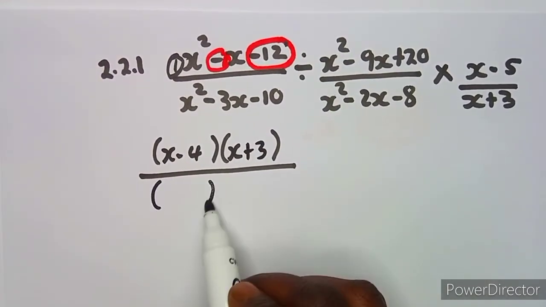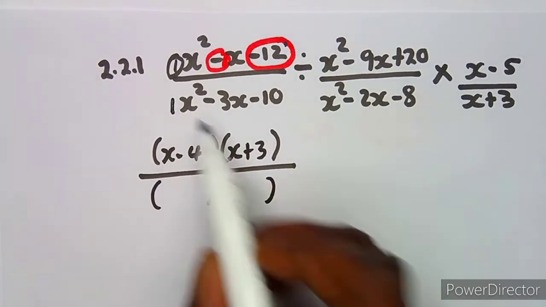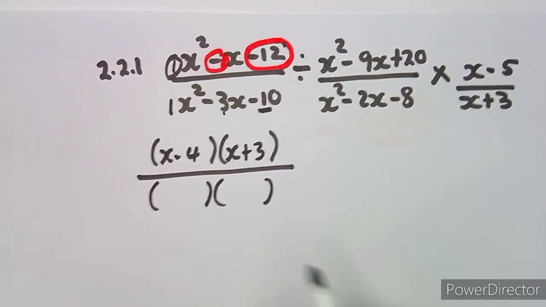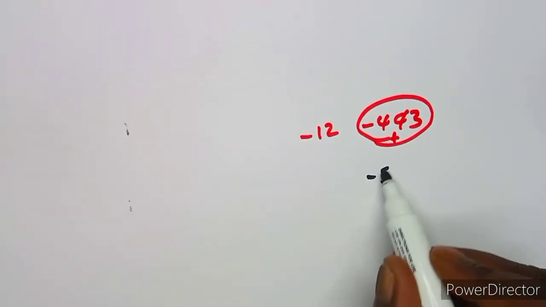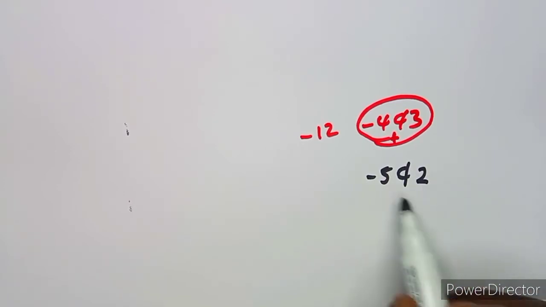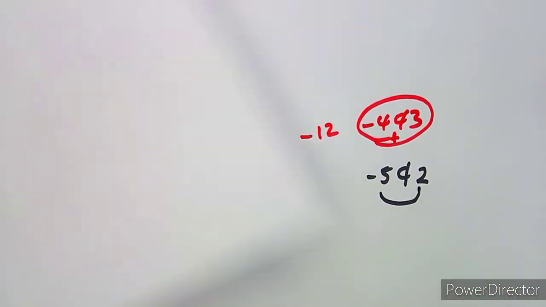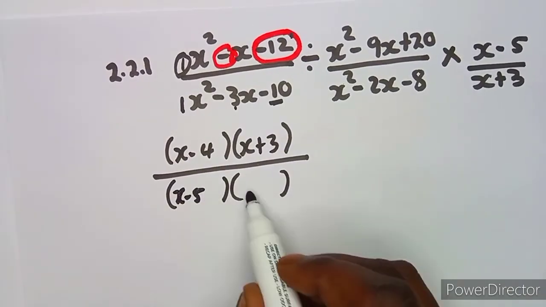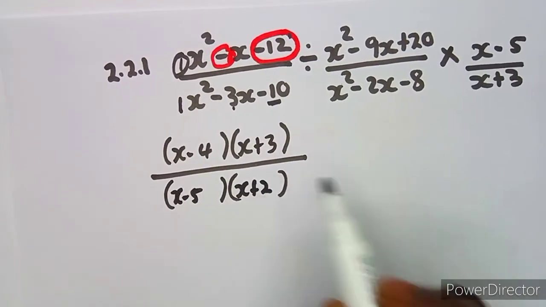All right, we have got the same thing here. The coefficient of x squared is 1, so we need factors of negative 10, which will give us negative 3. That's negative 5 and 2. If you multiply this, that's negative 10. If we add, that's negative 3. So you've got x minus 5, x plus 2.